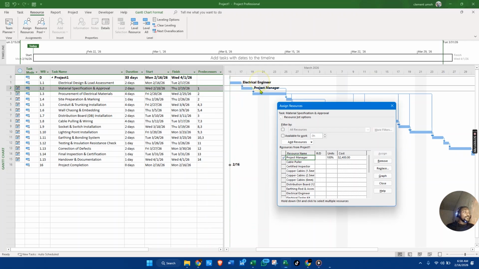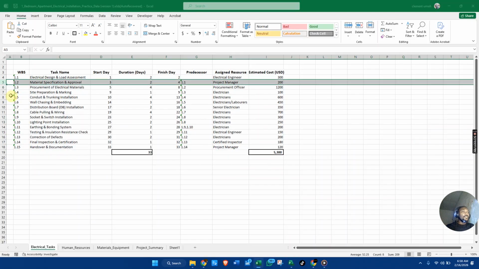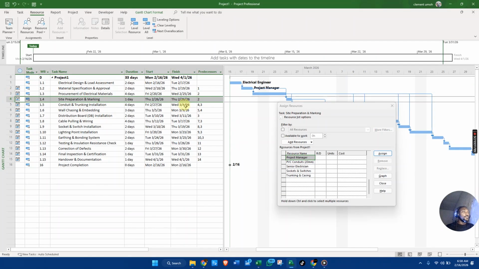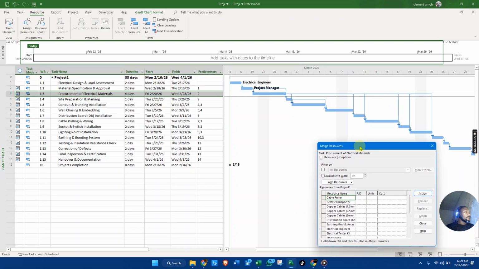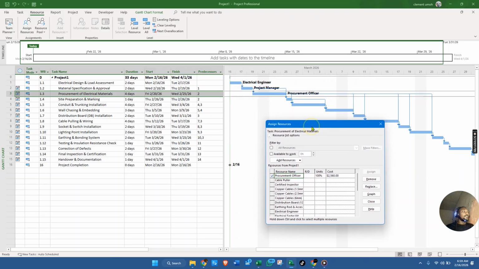Thank you. So also procurement material. Who is in charge of procurement material? Procurement officer. So go to our procurement material. Indicating here. So cancel this, go back there again, go to our procurement material. Procurement officer. You assign that, 2,600, using the same format.